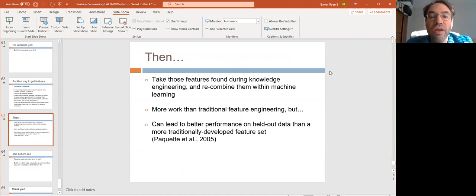Now, you can take the features found during knowledge engineering and combine and recombine them with machine learning. This is more work than traditional feature engineering, but it can lead to better performance on held-out data than a more traditionally developed feature set. I don't know of any examples of this work in our field except for Paquette's work, but I really, really like Paquette's work. Paquette studied how a human coder identified gaming the system, went through multiple rounds of studying her process, and built a model around her. Then he took the operators she used and put those into machine learning, let the model recombine them, and got some pretty great models.